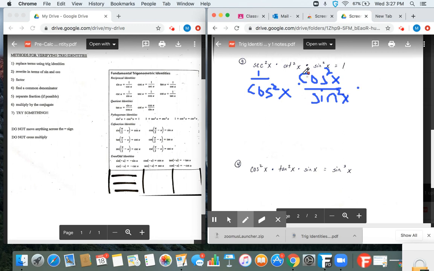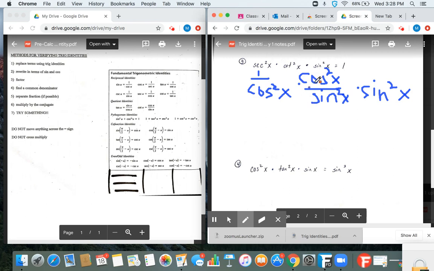Now, there's no need to rewrite this one, right? Our goal right now is just to rewrite in terms of sine and cosine. But if you're given something already in sine or cosine, no need to rewrite. So we're just going to bring down sine squared x. And after you have rewritten in terms of sine and cosine, take a step back and see what you can do to simplify. So we have a fraction times another fraction times sine squared x.